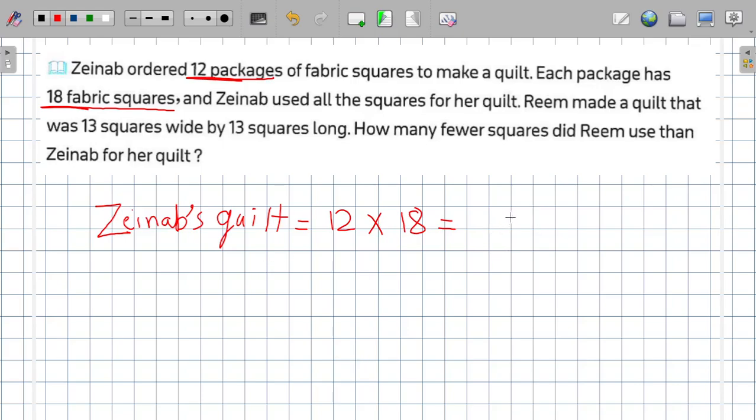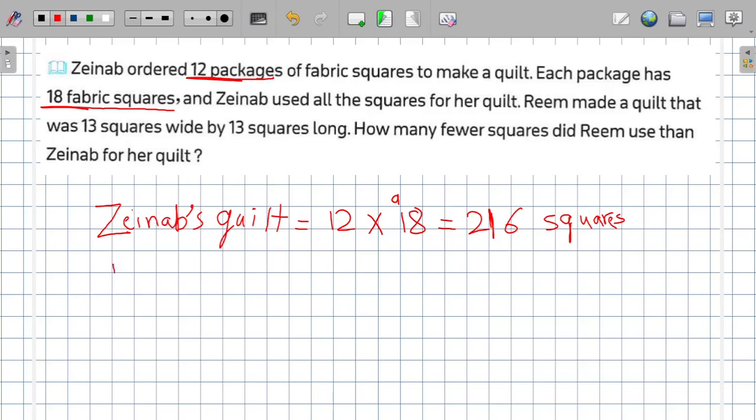So I will write 6 and carry 9. 12 by 1 equals 12. And 12 plus 9 equals 21. So the number of fabric squares here will be 216 squares. Okay, this is the first quilt, or Zainab's quilt.